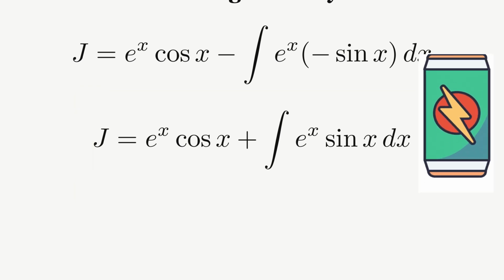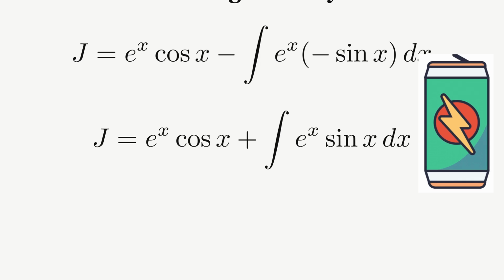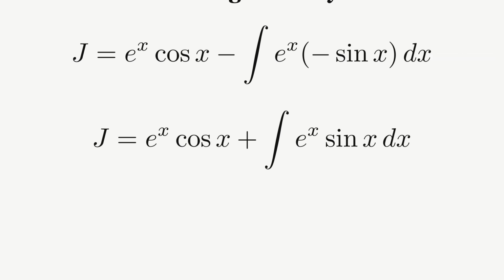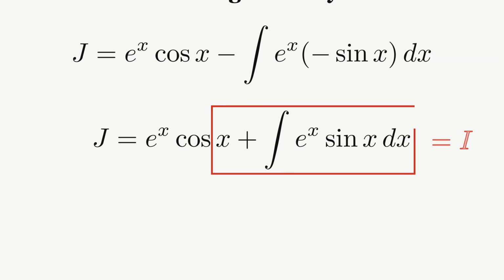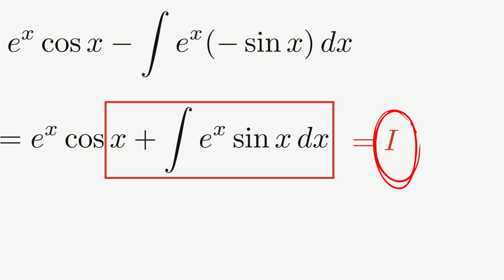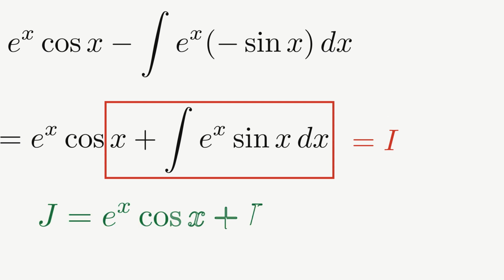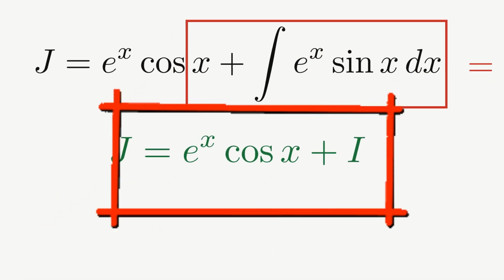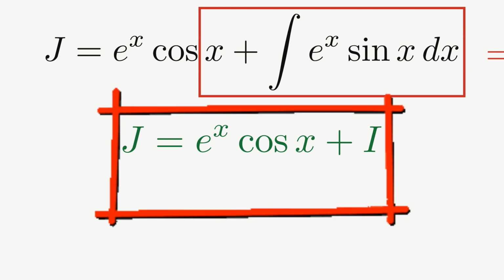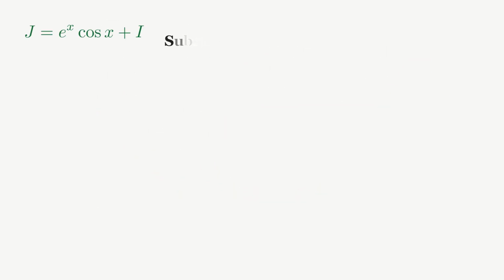Now something incredible happens. Look closely. That integral is exactly the one we started with. Instead of writing it again, replace it with I. Now we have J equals e to the power x times cosine x plus I. This is the key observation that unlocks the entire problem.